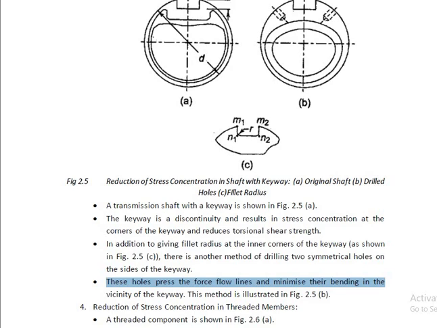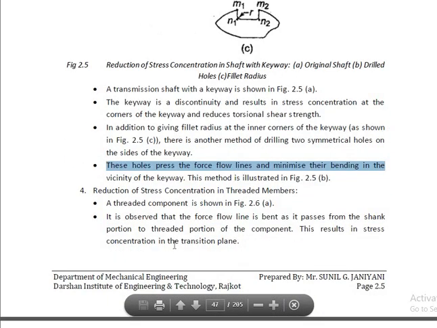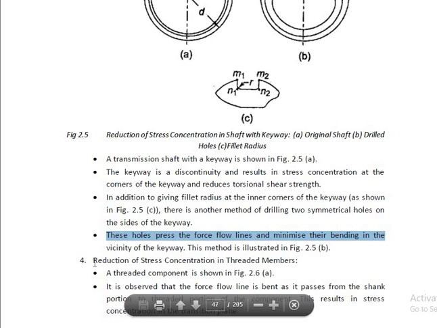Now this is the method of reducing stress concentration in shafts. First we have seen the member in tension, second the member in bending, third the transmission shaft, and fourth is the reduction of stress concentration in threaded members.